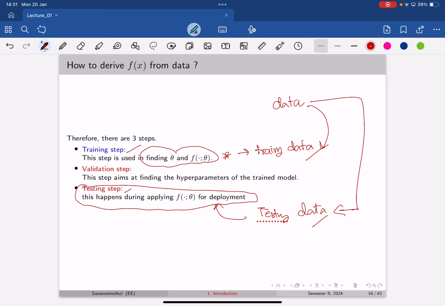What I haven't described yet is the validation step. The validation step is used when you want to tune your hyperparameters.